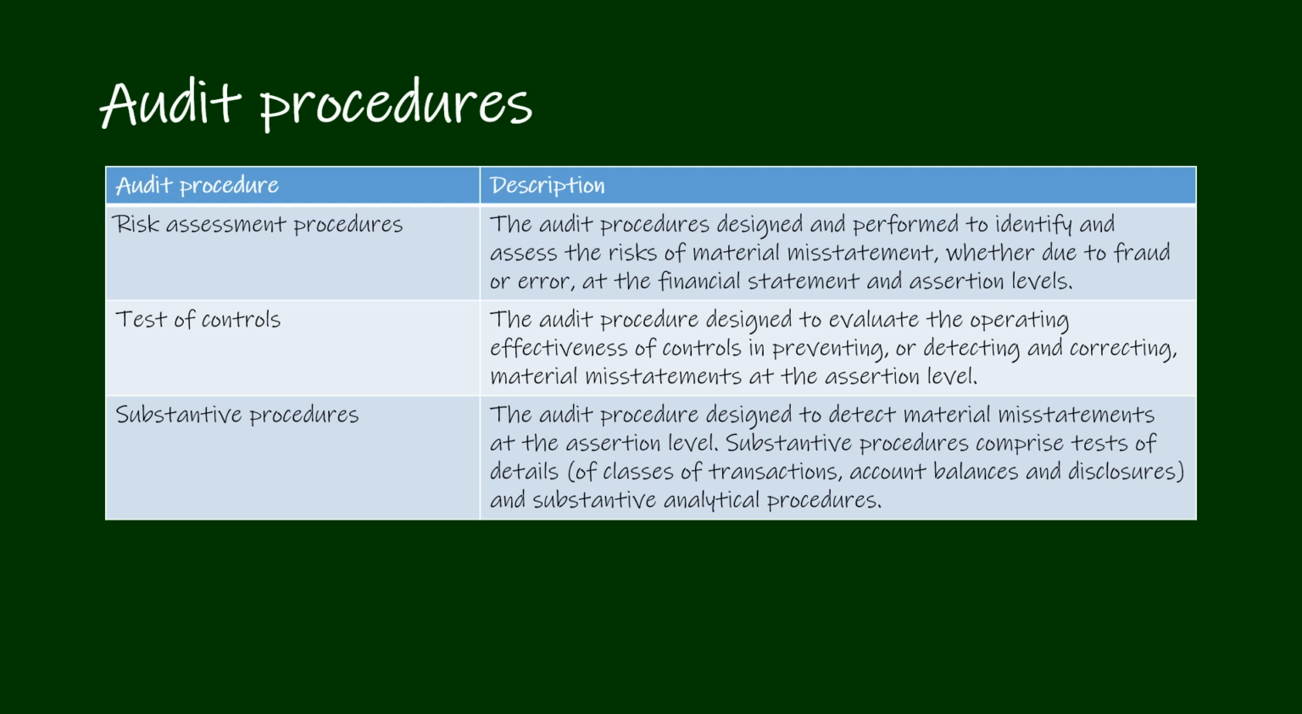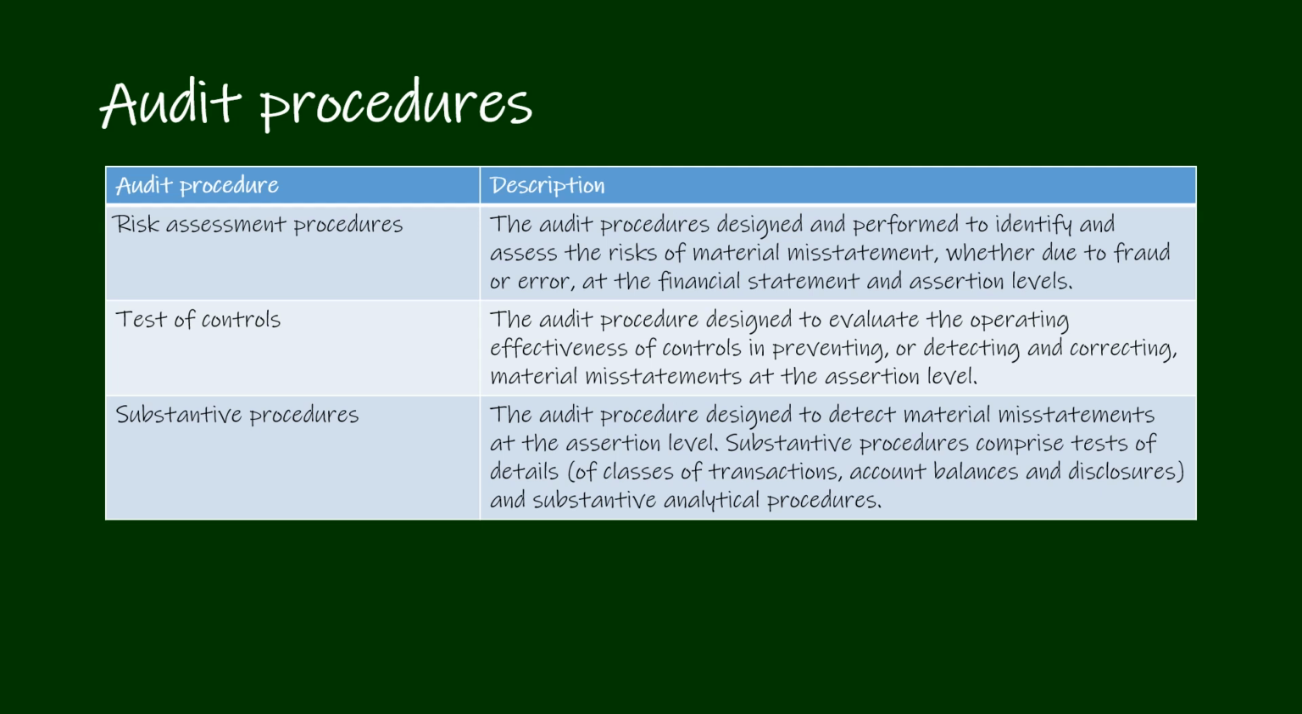Now, substantive procedures may comprise what we call test of details, and test of details may either be test of details of classes of transactions or test of details of account balances and disclosures. So just imagine your T account. If you can imagine your T account, there's a debit side and a credit side. If what you are testing are the debits and the credits, then that is a substantive test of details of transactions. But if what you are testing is the ending balance, then that is a substantive test of details of balances. There is also what we call substantive analytical procedures.